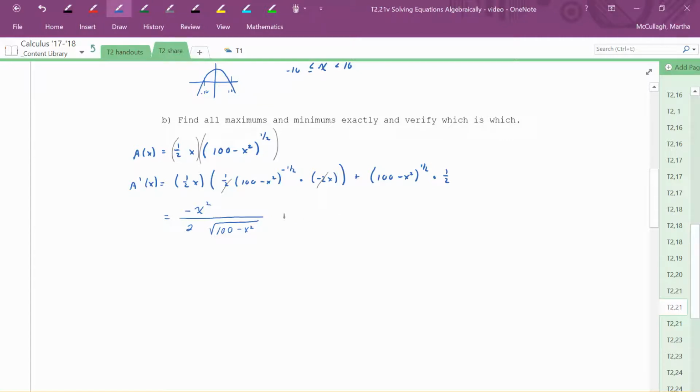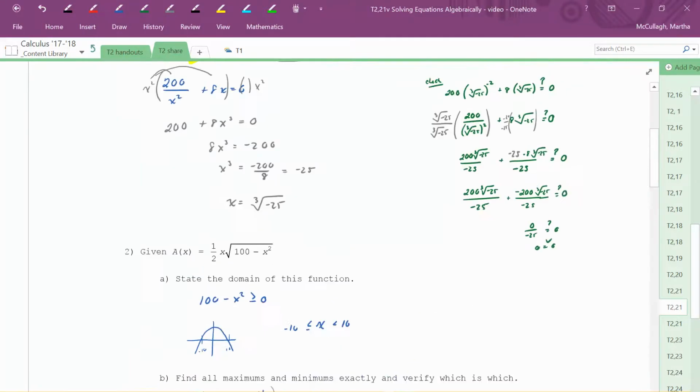And then for the second term, this is a positive exponent, so that radical must be on the top, 100 minus x squared, and that 2 can go on the bottom. And I need to set that equal to 0 so I can find where the max and mins are. So I have an equation that needs to be solved.